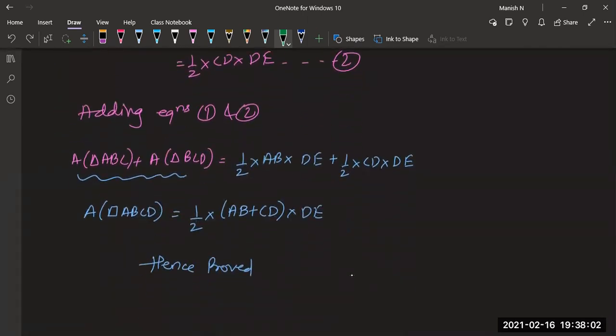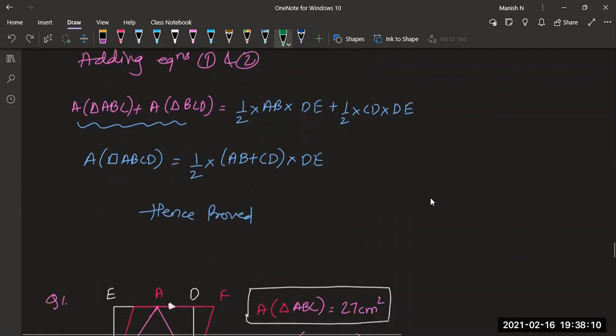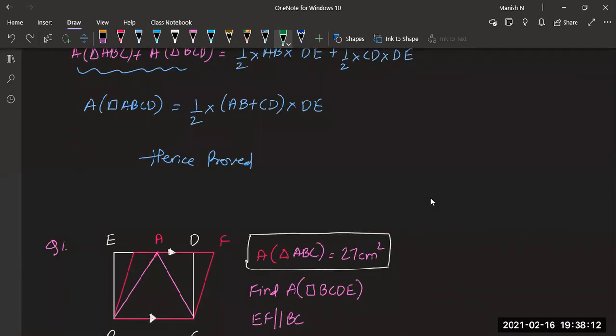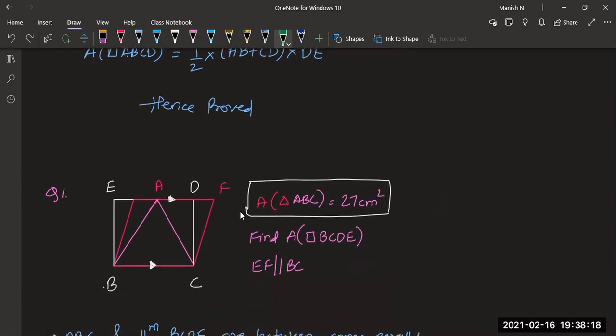So this is very simple, and this is how we proved that the area of a trapezium is half into the sum of parallel sides into height, right? So now let's quickly solve this question based on the results. The first question is: the area of triangle ABC is 27.